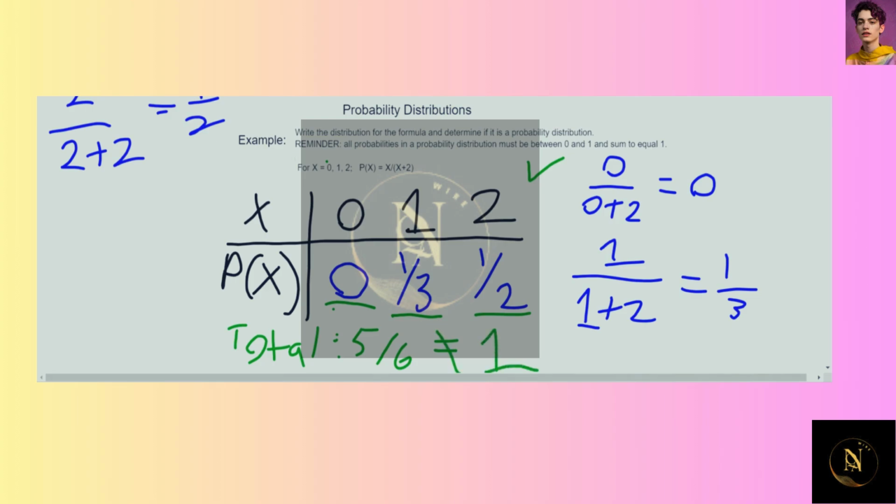So unfortunately, our second rule is not followed, which means that this is not a probability distribution. This equation does not represent a probability distribution.